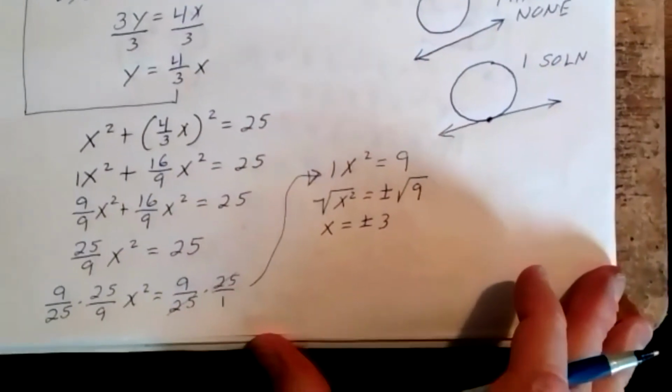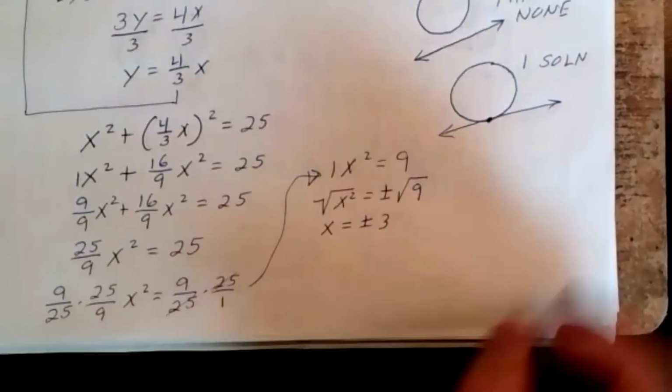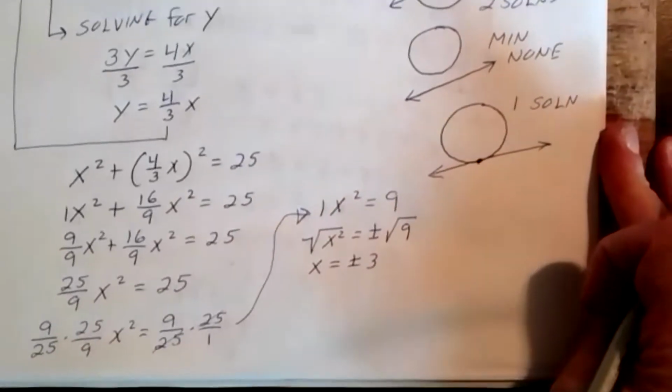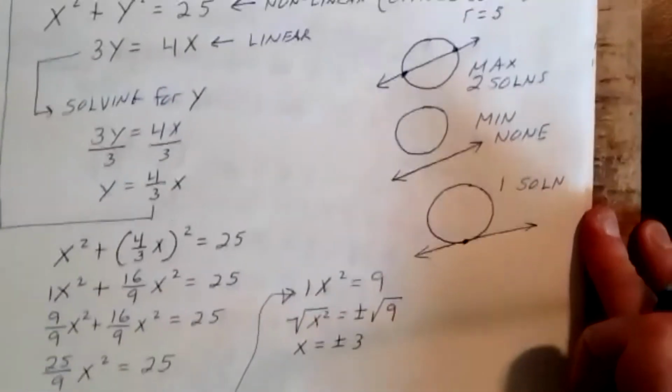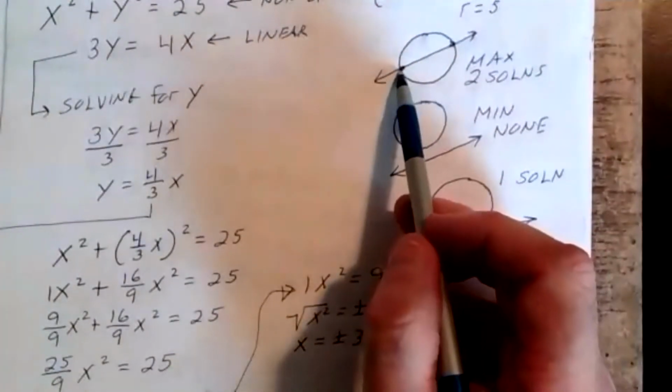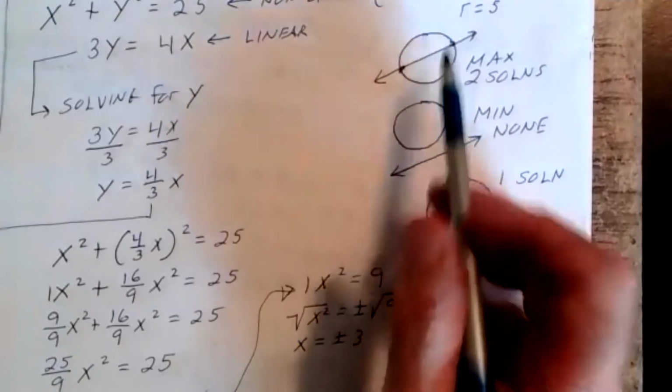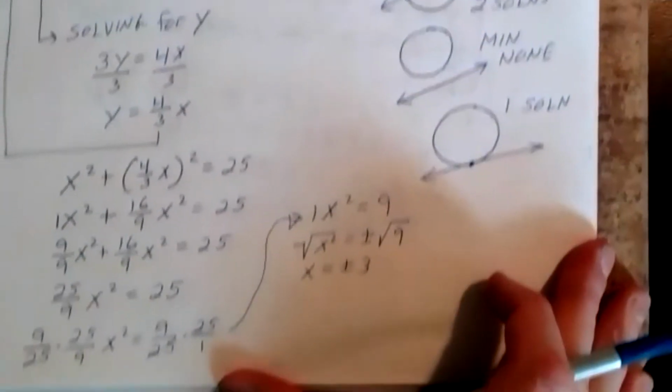And so, ladies and gentlemen, it looks like we're going to have two. How many solutions are we going to have to this system? What do you think? Looks like 2 solutions because we got 2 values of x. So it looks like our line is going to intersect our circle in 2 unique points. That's what's going on here.